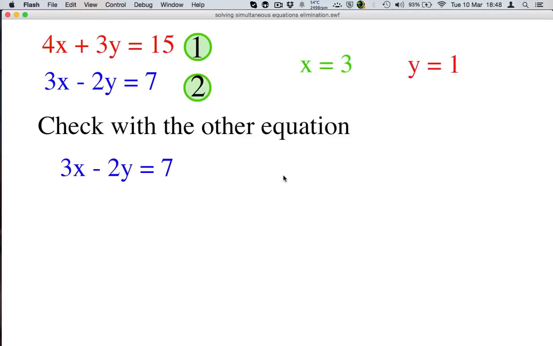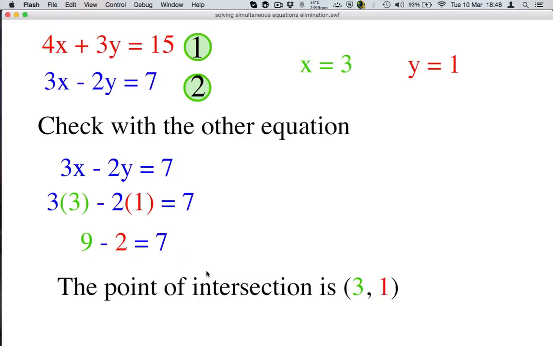We take those values and put them inside our blue equation. So wherever it says x, we write 3, and wherever it says y, we write 1. 3 times 3 is 9, 2 times 1 is 2, 9 minus 2 is 7. And we can write the point of intersection is 3, 1.